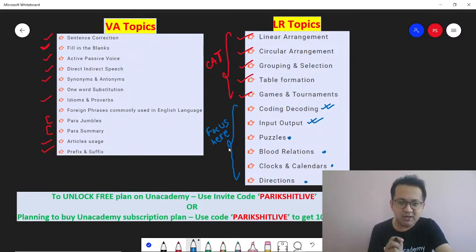Hence, it is essential that you cover at least 30 minutes daily on these extra areas, coding and decoding, input, output, on a daily basis till, let's say, November 25th. Why? Because after your CAT, you won't have much time to prepare for all this, right? There are just 5-6 days remaining and you will not have the time.